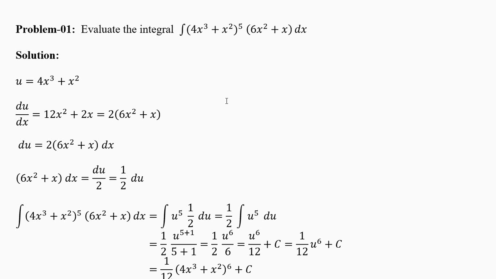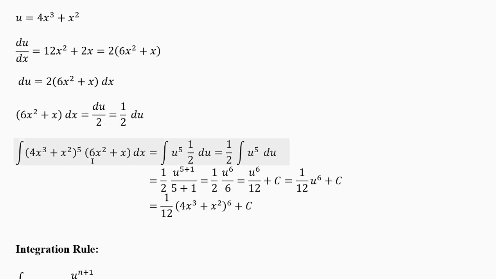In the question, you have the derivative of u. So now you have du equal to 2(6x² + x) dx. Now this 2 will come on the other side. You will get (6x² + x) dx equal to half du, just as before. Now integrate it, you will get u⁵ times half du, because this (6x² + x) dx is equal to half du. This half is a multiplicative constant, it will come out. You will get half the integral of u⁵, n equal to 5, you will get u^(n+1) over n+1.